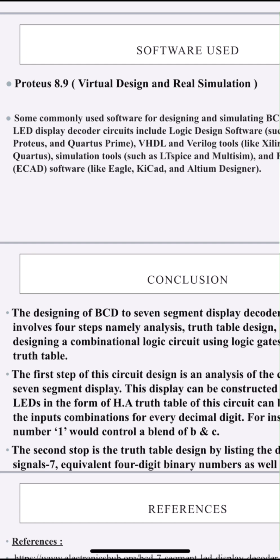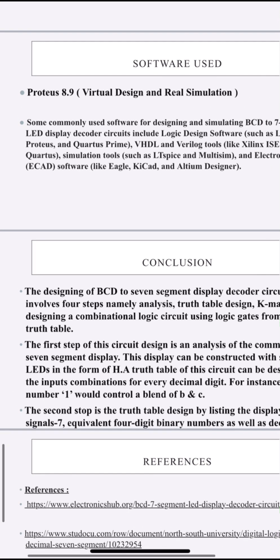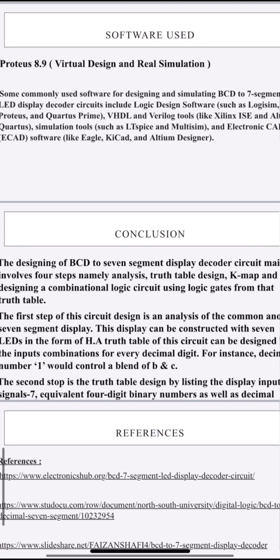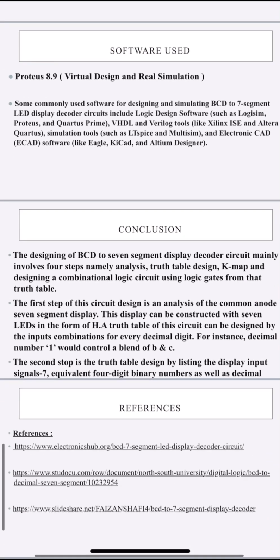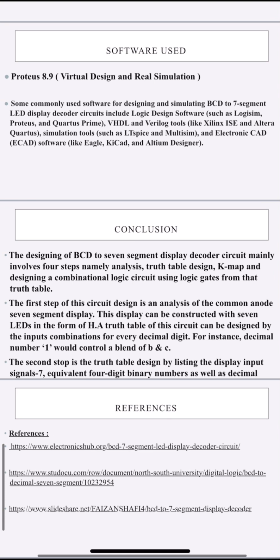KiCad, and Altium Designer. In the conclusion, the designing of a BCD to 7-segment display decoder circuit mainly involves 4 steps, namely analysis, truth table design, K-map, and designing a combinational logic circuit using logic gates from that truth table.